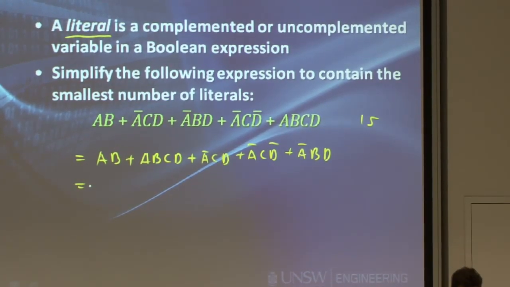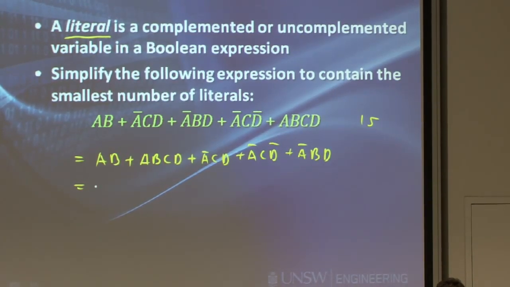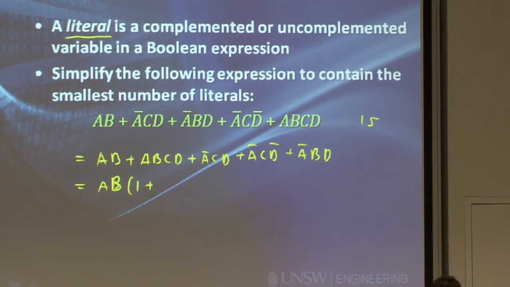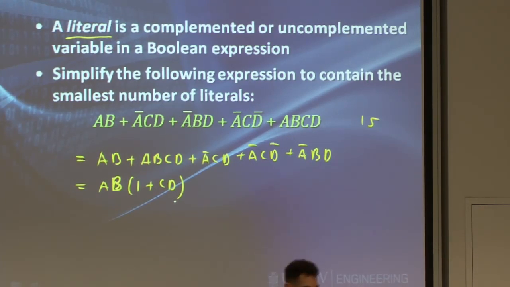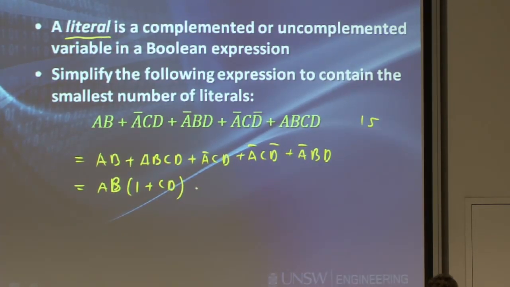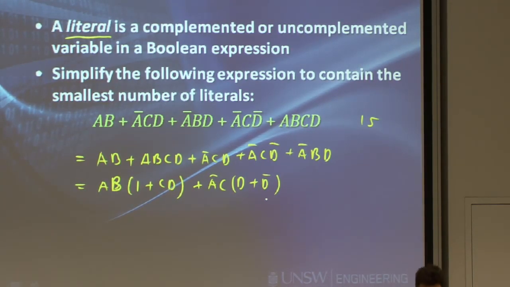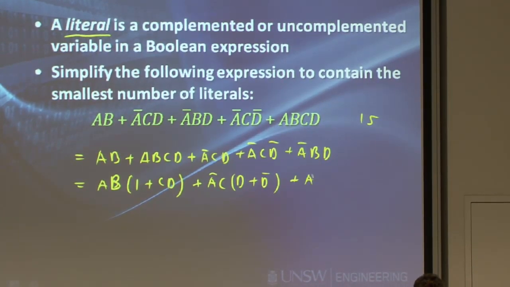But now I can do things like take this AB, AB, and factorize those two out together to make that AB(1 or CD). And in a similar way, I can then take that not AC and factorize it out and be left with D or not D. And for now, I'll leave that last term intact.